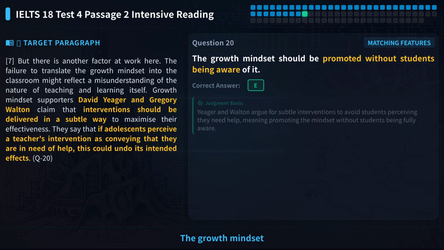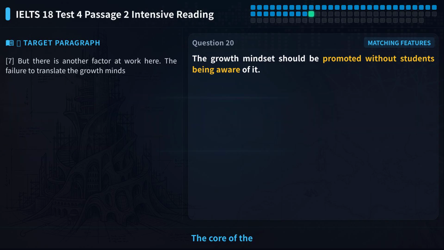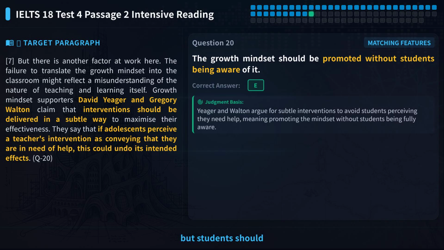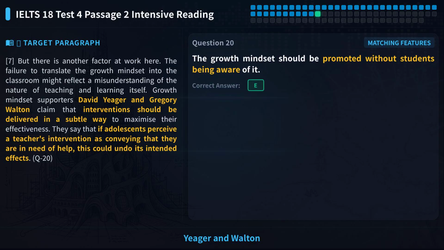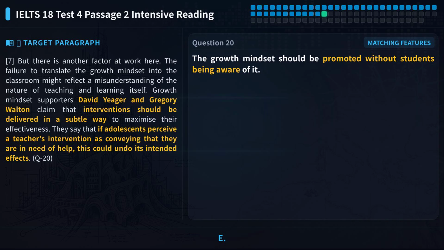The statement says, the growth mindset should be promoted without students being aware of it. Please pause the video and choose the correct person from A to E. The core of the statement is, promote the growth mindset, but students should not notice it. The key words are subtle and unaware. Let's look at paragraph 7. Yeager and Walton say, interventions should be delivered in a subtle way. If students feel the teacher thinks they need help, the effect will be reduced. So the answer to question 20 is E.